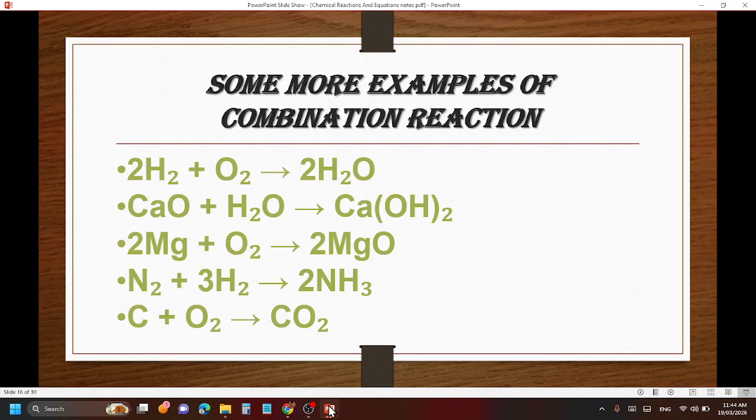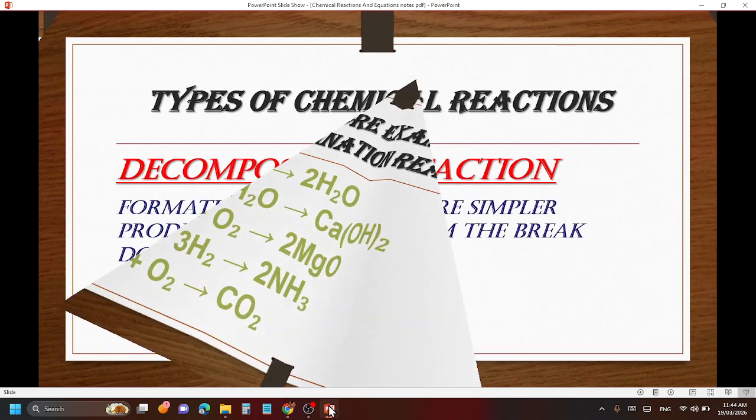Some more examples: 2H2 plus O2 gives 2H2O, CaO plus H2O gives Ca(OH)2, 2Mg plus O2 gives 2MgO, N2 plus 3H2 gives 2NH3, C plus O2 gives CO2. These are examples of combination reactions. If you know, I request everybody to please comment any two combination reactions in the comment section.